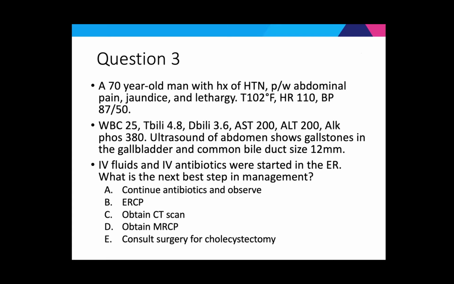Ultrasound of the abdomen shows gallstones in the gallbladder and a common bile duct size of 12 millimeters. IV fluids and IV antibiotics were started in the ER. What is the next best step in management? Is it A, continue antibiotics and observe, or B, perform an ERCP, C, obtain a CT scan, D, obtain an MRCP, or E, consult surgery for cholecystectomy.